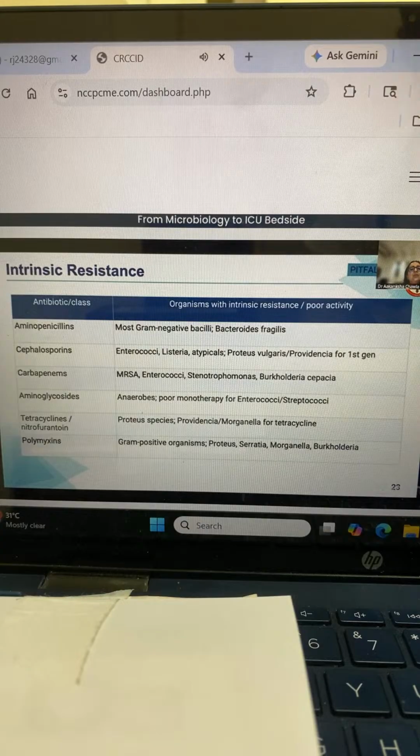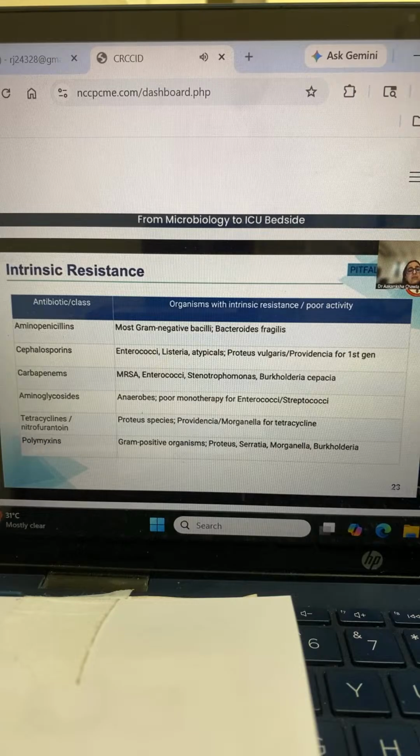So another pitfall, when you talk about antibiotics and organisms, there are certain pitfalls. Another one is the intrinsic resistance. Now, your report may show that the bug is sensitive to that particular antibiotic, but because of intrinsic resistance of the organism, the antibiotic may not be effective for your patient.